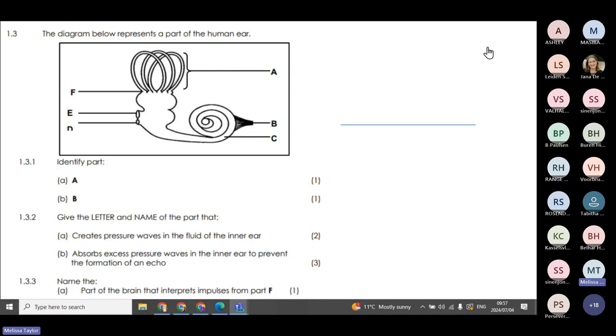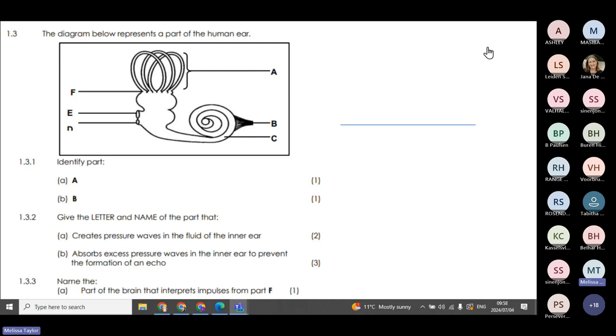Okay. I see there's a little mark allocation error on here. 132B should only be for 2 marks, not for 3 marks. Let's go through it quickly. So this is an example of how they can ask you a question on the ear. They don't always give you the whole ear diagram. They sometimes just give you a section of it. And they've asked to identify part A.